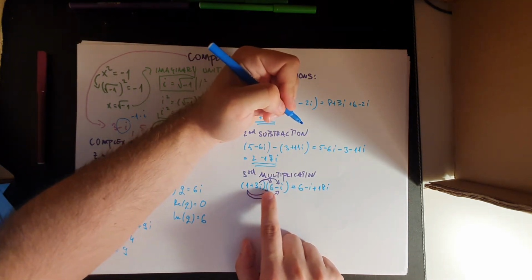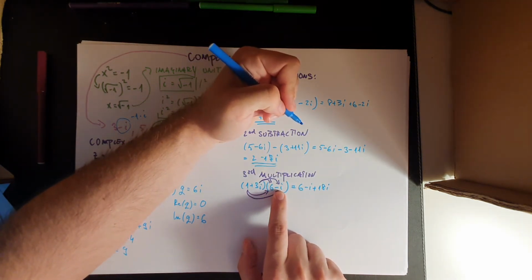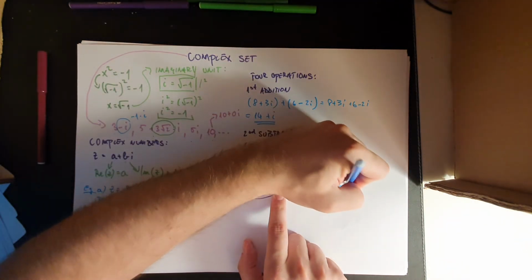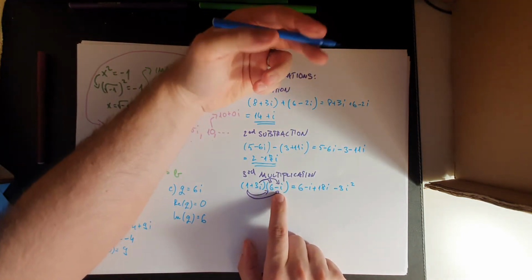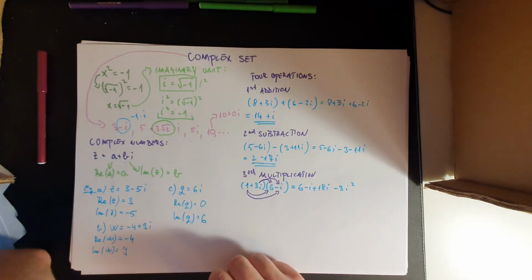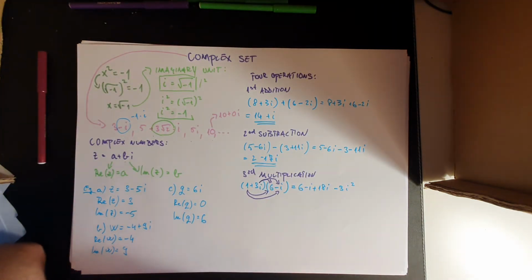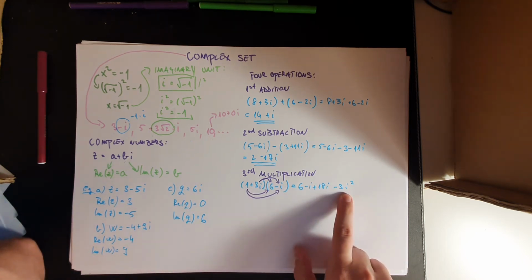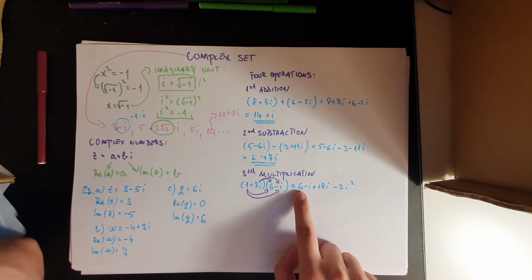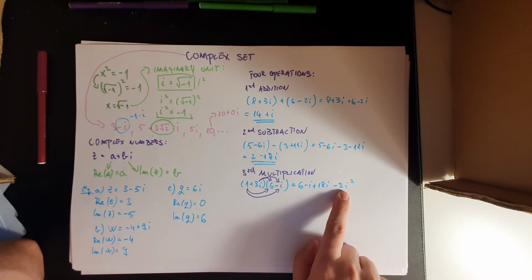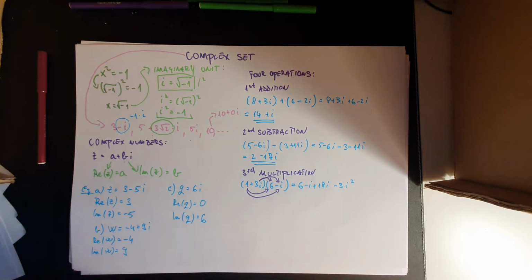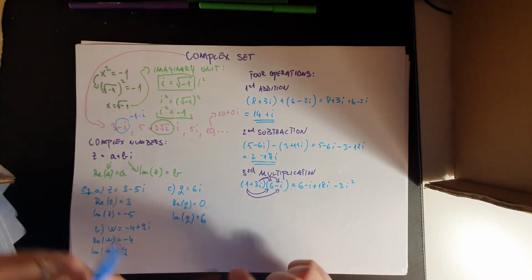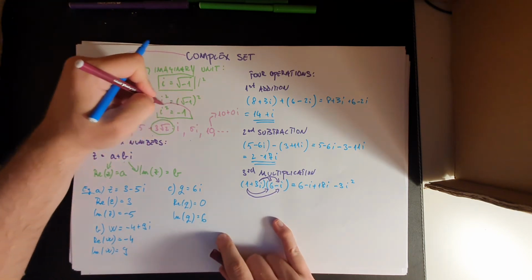And 3i times minus i is going to be minus 3i squared, because i and i multiply each other, so they're going to give us i squared. Now, here is where things get a little bit weird, because now suddenly we don't just work with real numbers, imaginary numbers, or real part, imaginary part, we also work with i squared. Now, don't worry about it, because we defined what i squared is. We said that i squared is equal to minus 1.